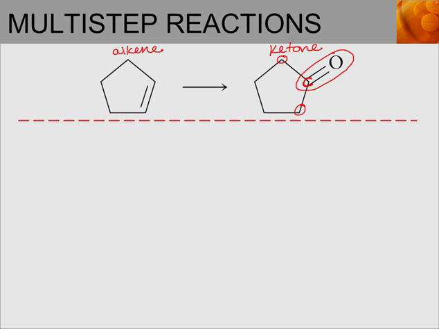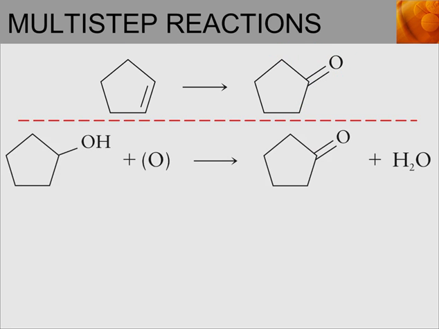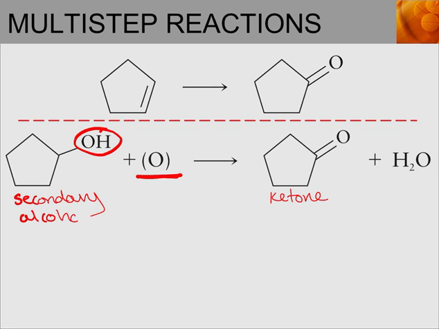A secondary alcohol, right? So maybe to start, we would need this OH group attached to the ring. And then we could add an oxidizing agent, and that will give us our ketone. Plus some water, but water is pretty easy to remove once you've created it. You can just boil it off, or you might be able to just separate it from the ketone itself. So this would probably be our second or third step, let's say.